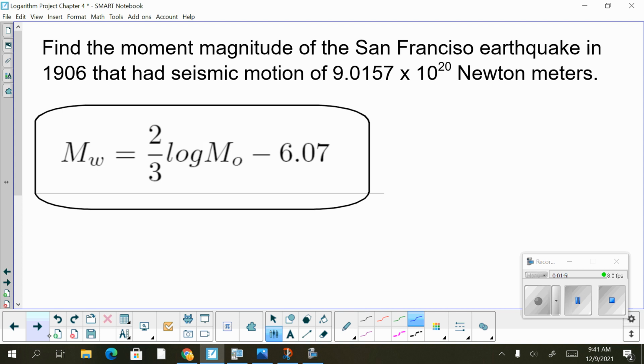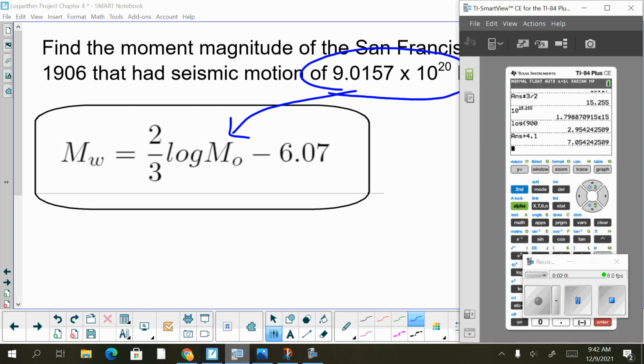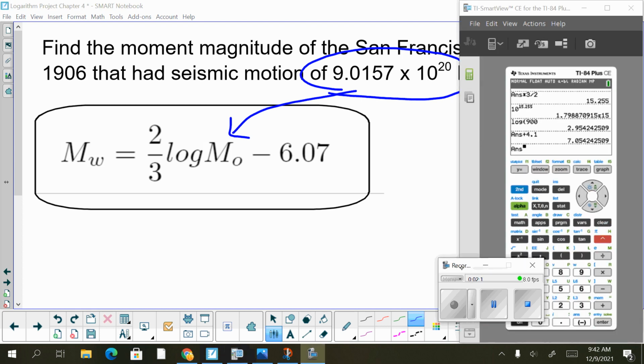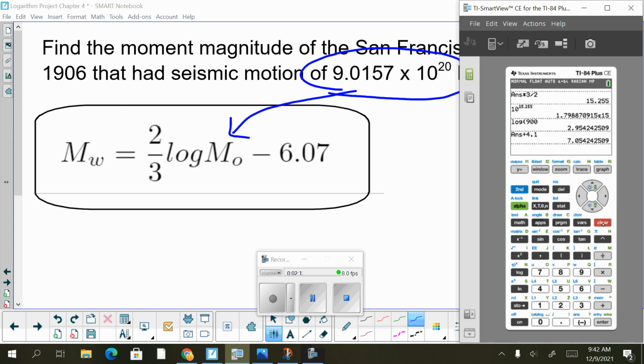All right, find the moment magnitude of the San Francisco earthquake in 1906 that had seismic motion of 9.01 times 10 to the 20th Newton meters. So that's going to be going in for MO. I'm going to type it into my calculator for you guys so you can see where the parentheses will need to end and things like that.